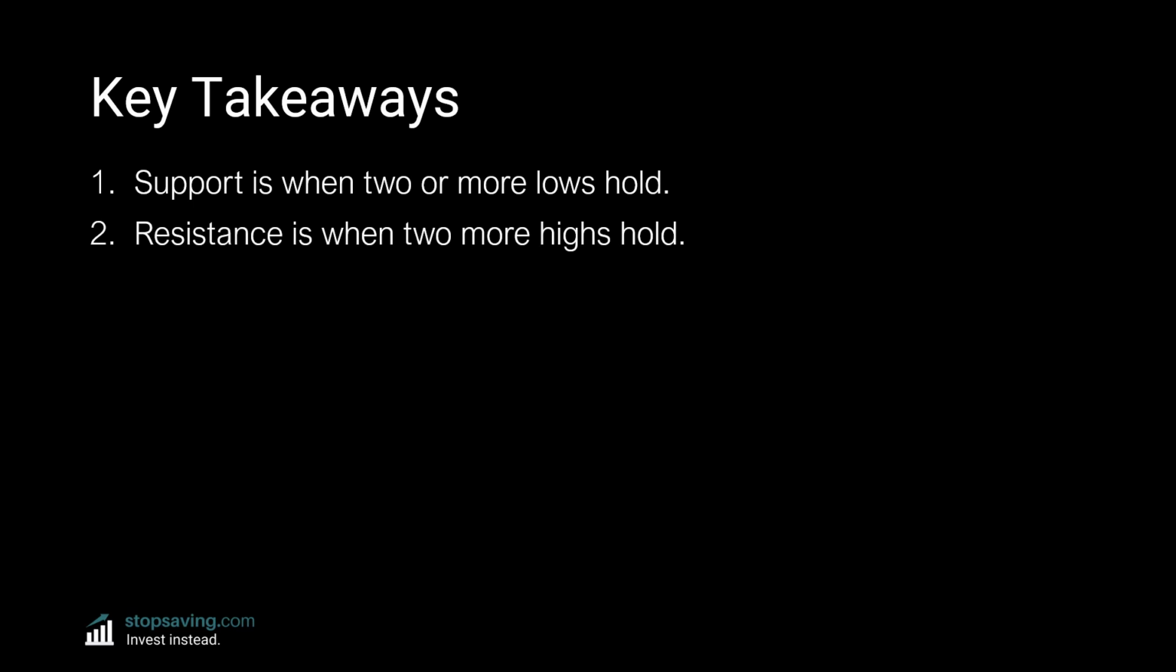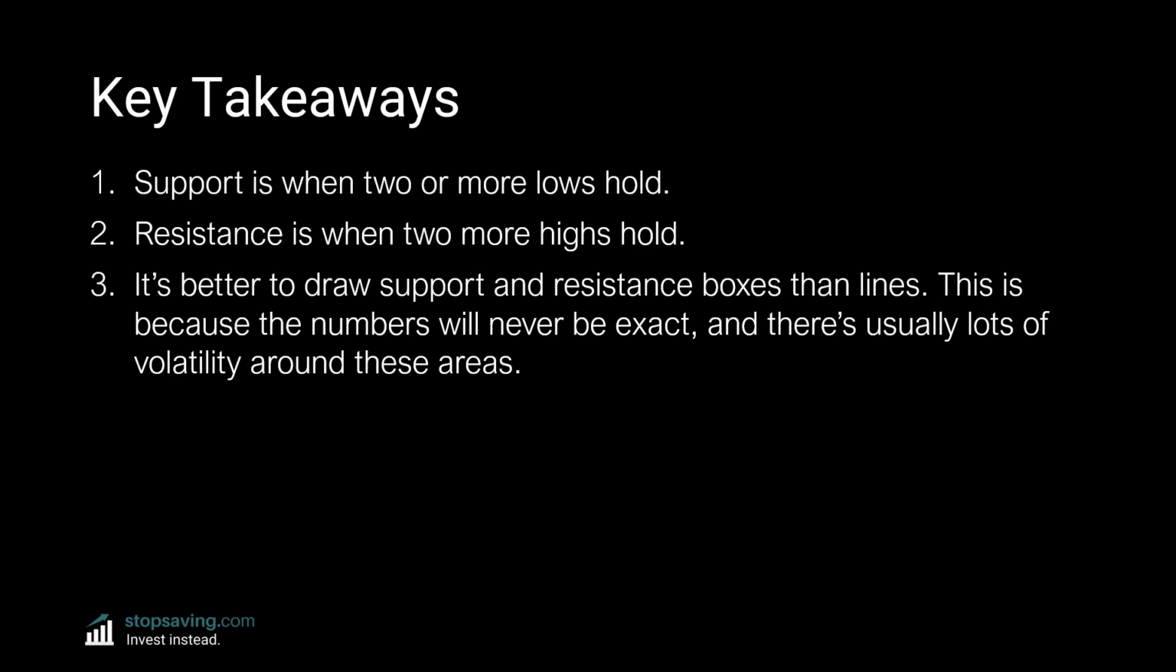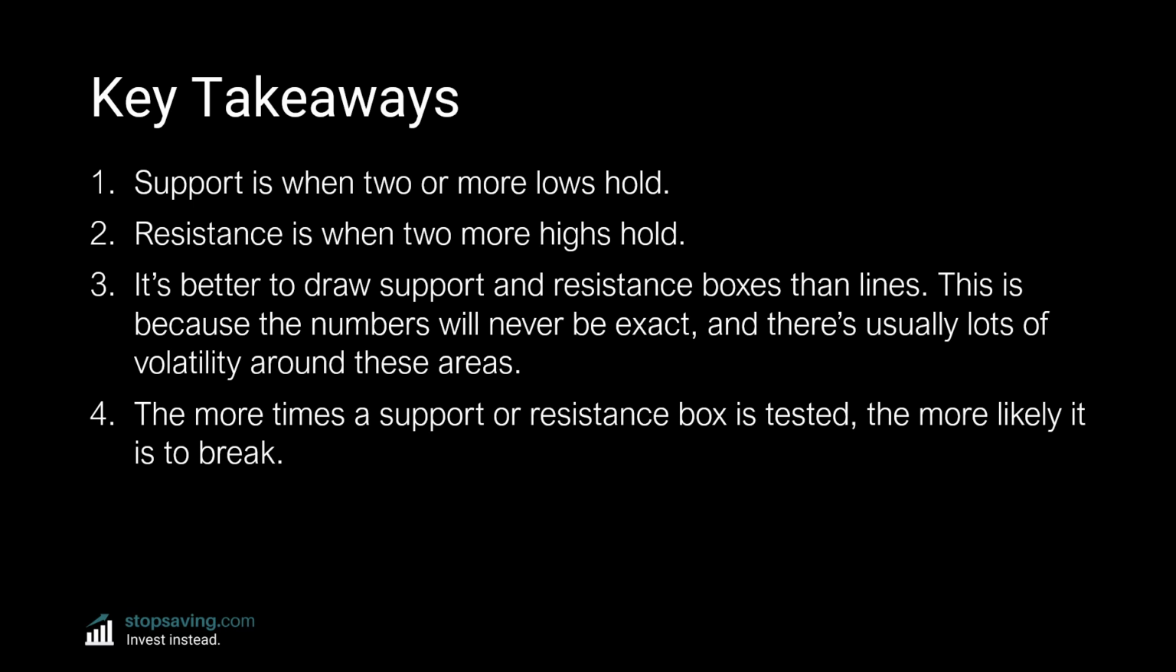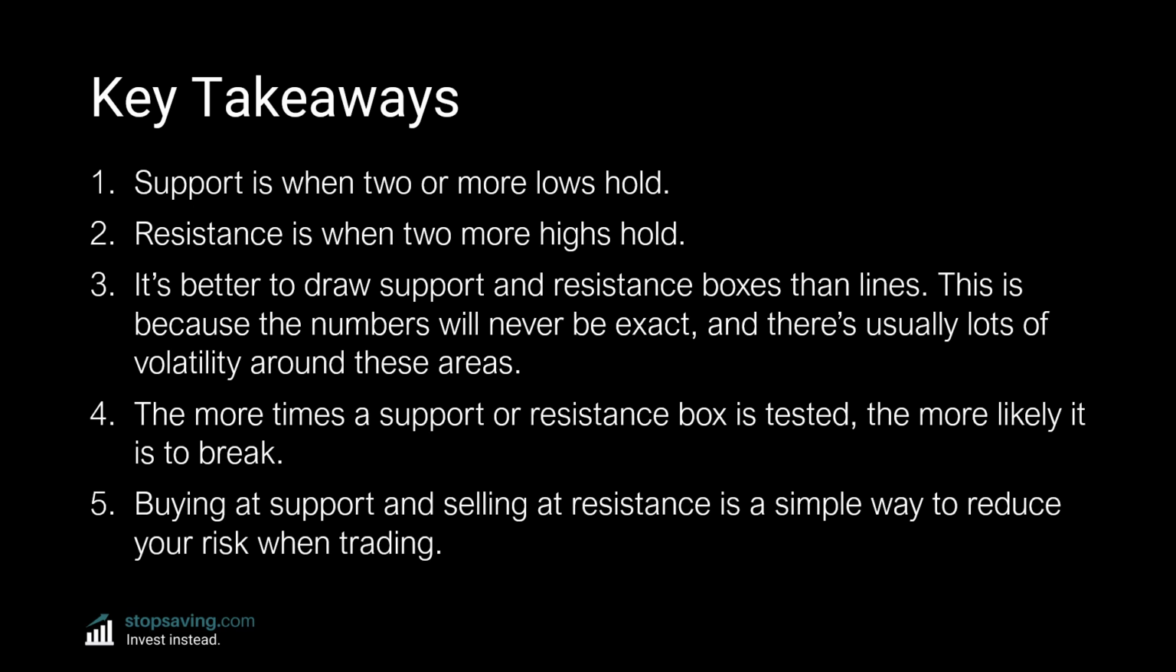So that's the end of this video, and here are the key takeaways. Number 1, support is when 2 or more lows hold. 2, resistance is when 2 or more highs hold. 3, it's better to draw support and resistance boxes than lines. That's because the numbers will never be exact, and there's usually lots of volatility around these areas. Number 4, the more times a support or resistance box is tested, the more likely it is to break. Just remember the trampoline for support and the ceiling for resistance. And finally, number 5, buying at support and selling at resistance is a simple way to reduce your risk in trading.